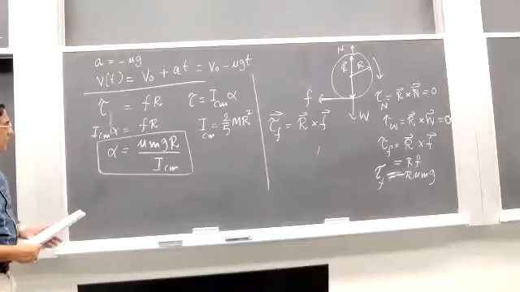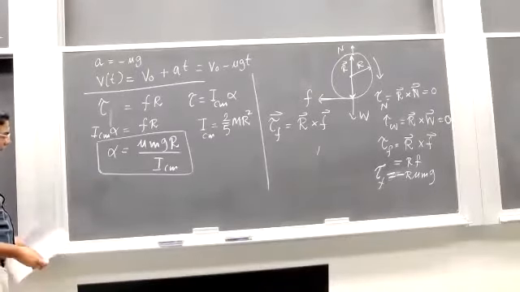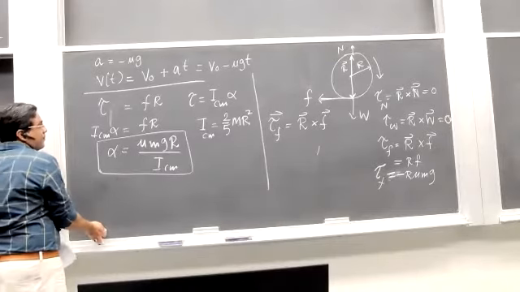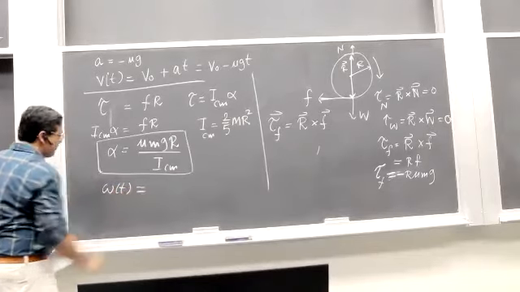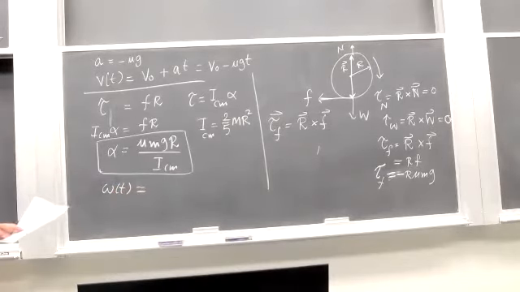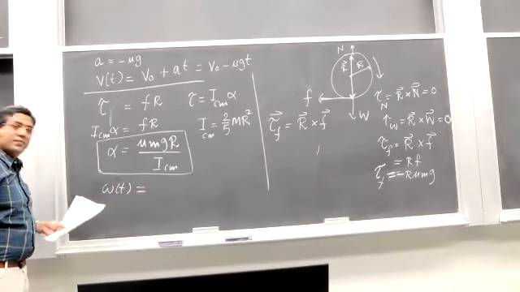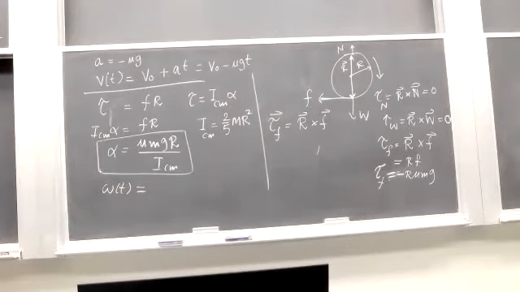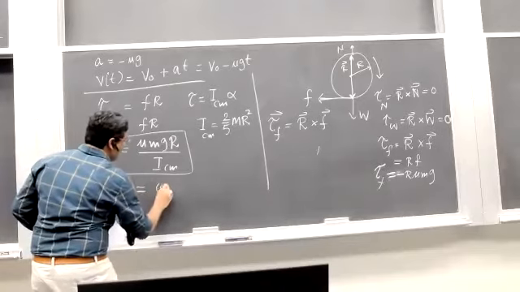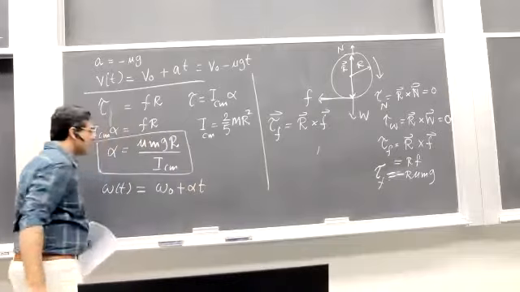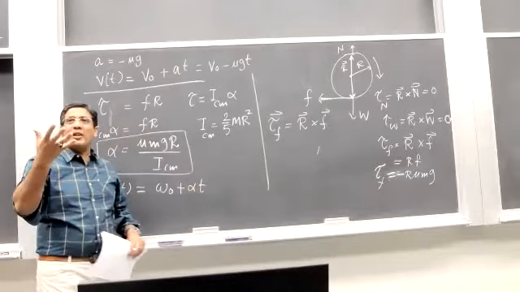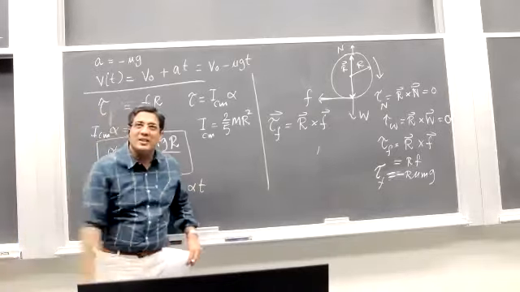Now let's find out the angular velocity. What is the formula for angular velocity at time t? Come on. Sir, omega naught plus alpha t. Yes, very good. Omega naught plus alpha t. Okay. Now imagine when the ball is in your hand and you're about to release it.